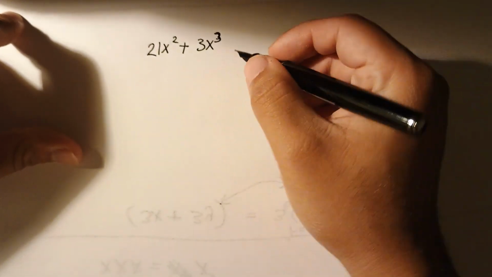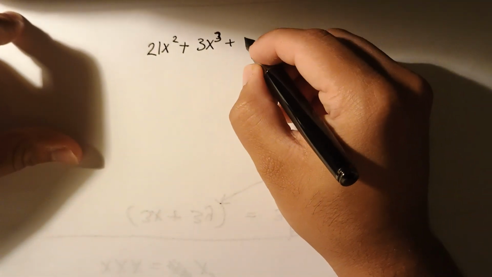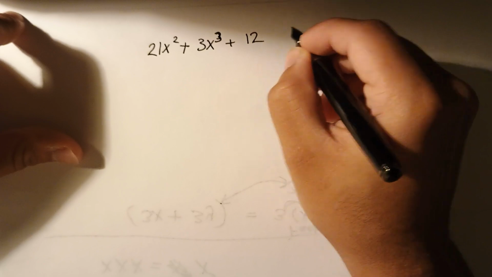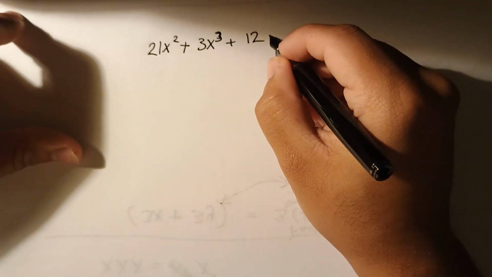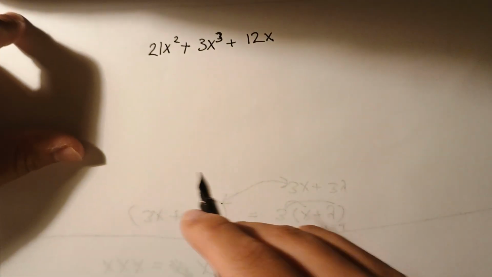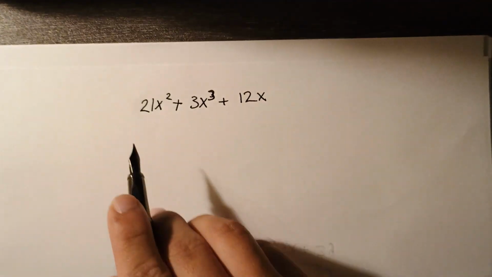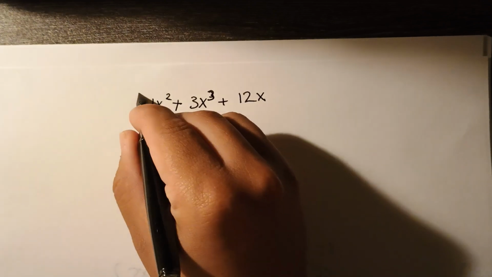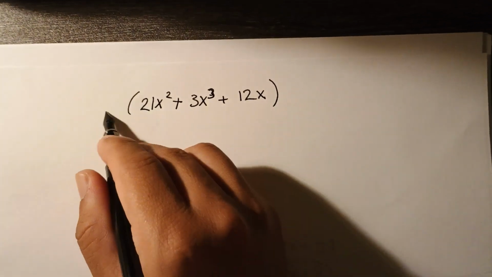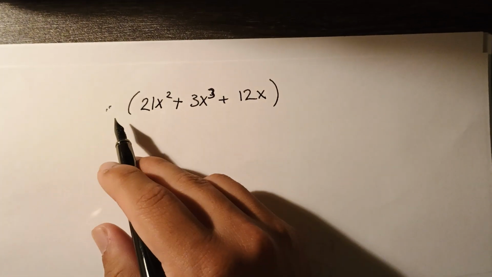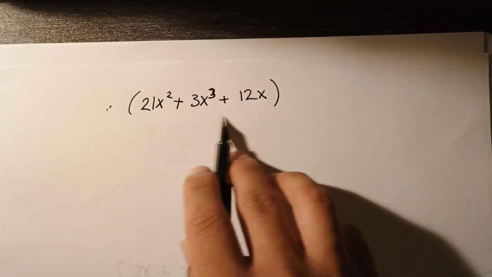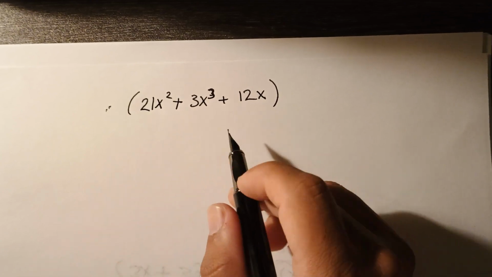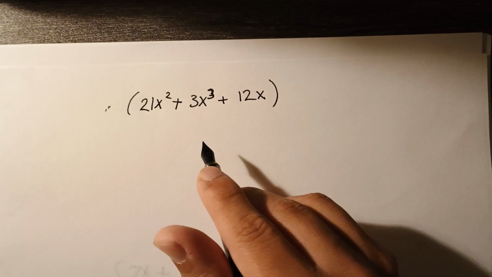This is a 3. Say 12 x. So you're just going to look for something that all of these things have in common. You're just going to put that outside over here, and whatever you're left with inside, you're just going to leave it like that. So you can work on this if you want.